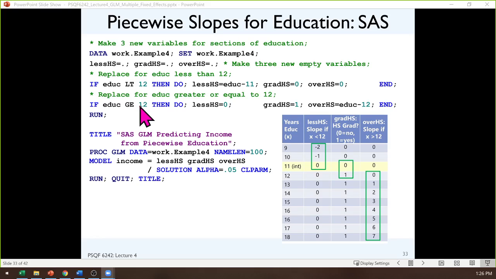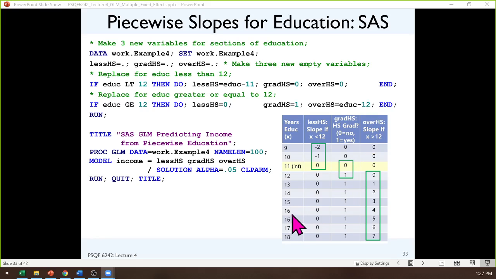That way 12 is inclusive in the second set of transformations. So if it's greater than or equal to 12, then do the following. The first slope is shut off because I'm not talking about them anymore. I'm talking about the people with 12 years or higher. The second slope turns on to 1 because everybody at 12 years or higher has a high school degree, which is what the second slope is meant to convey. And the third slope is going to be your current level of education minus 12. So how much more than high school do you have? That's what the third slope is trying to capture.